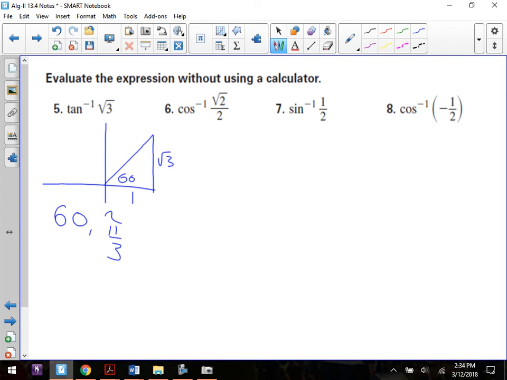Yep. Cosine root 2 over 2. Which triangle has root 2's and 2's? 45. So when you have root 2 over 2, that probably tells you that something's been rationalized, correct? So what's the unrationalized version of root 2 over 2? 1 over root 2. So here's your 1, here's your root 2. What angle has the 1 adjacent and the root 2 as the hypotenuse? 45. So that means that this angle is 45 degrees, otherwise known as pi over 4.